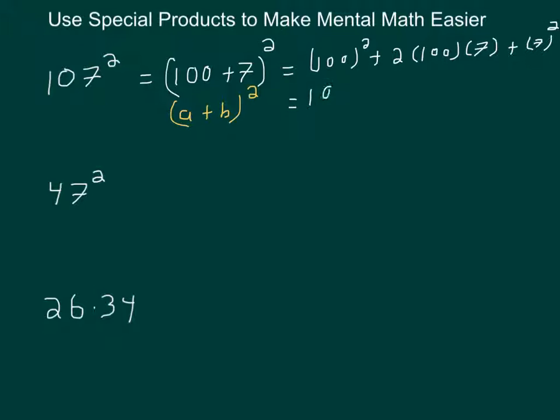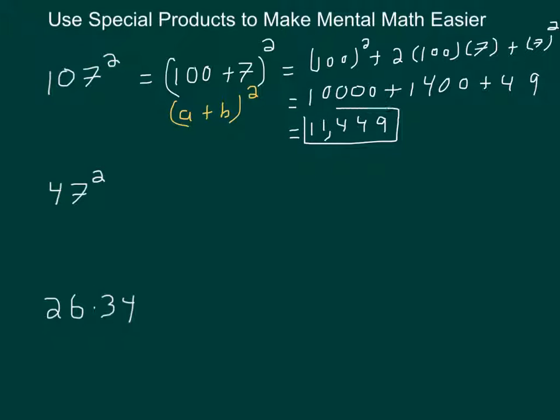100 squared, well, that's a 1 followed by 4 zeros, or 10,000. 2 times 100 times 7 is 200 times 7, which is 1,400. And 7 squared is 49. These are very easy to add because nothing actually gets in its way. We've got 11,449, which is exactly what 107 squared is.